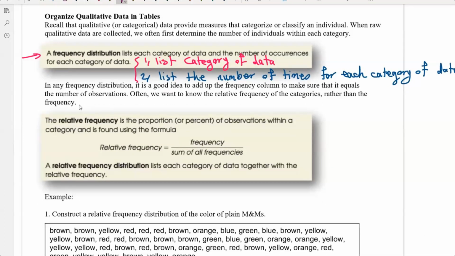Next one is a relative frequency. This is kind of something like finding probability. So it's the same thing. Later you're going to see that we have the same thing, but with different words. In this chapter we're going to use relative frequency, and we can find it by dividing the frequency, the number of times for each category of data, by the sum of all frequencies. We're going to work on examples so that you can better see what that means.